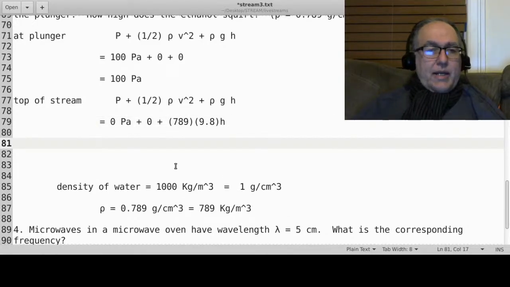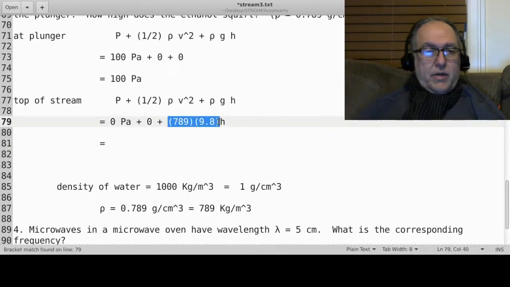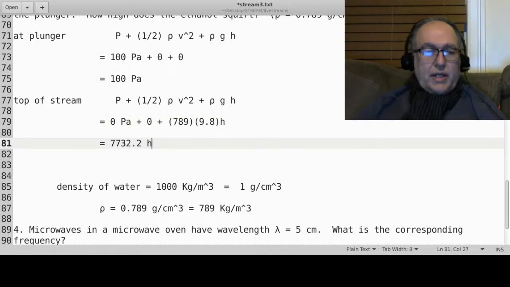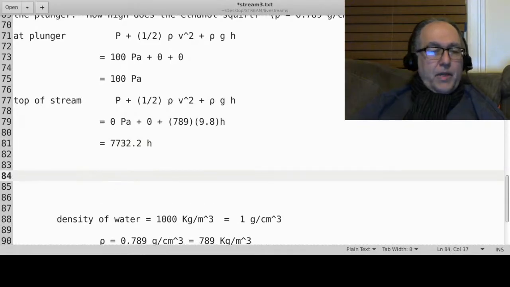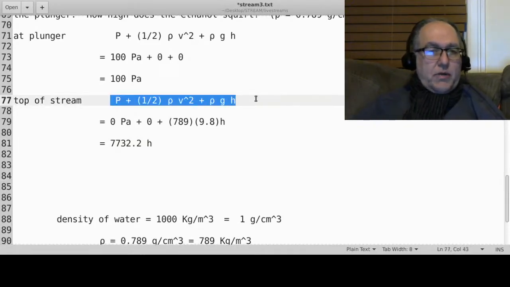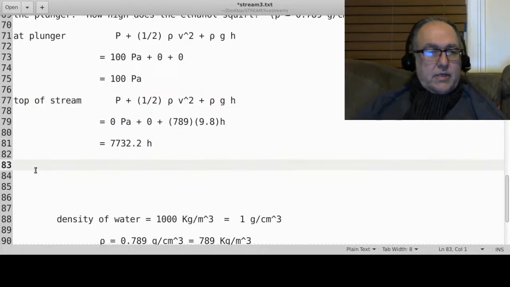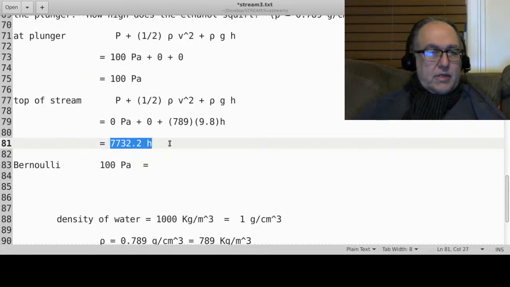Okay. And what's this work out to? Well, it just works out to whatever those two multiplied together are, multiplied by h, like that. And so that's as far as you can go with this one. Okay, you can get down to there. And now what does Bernoulli say? Bernoulli says that this must equal this.